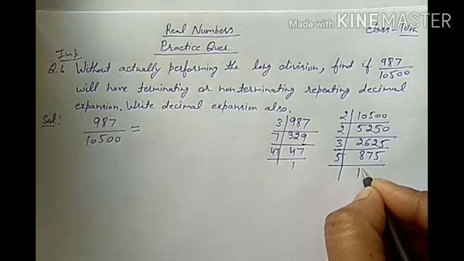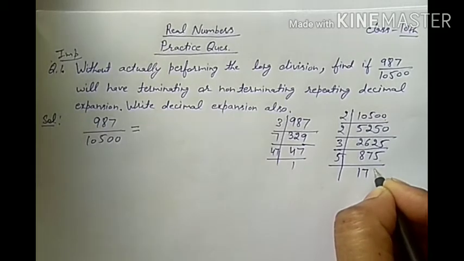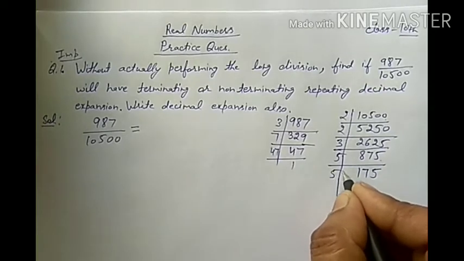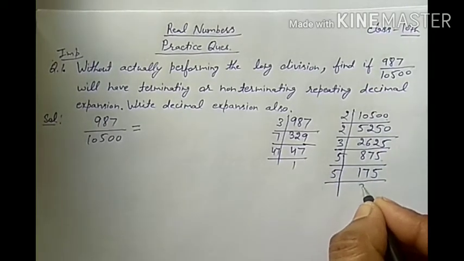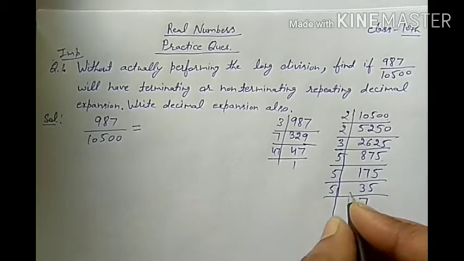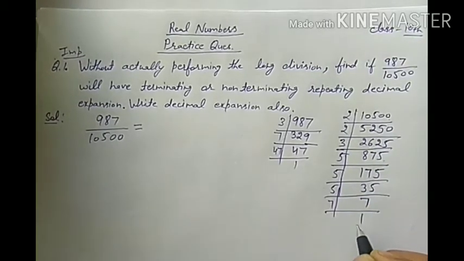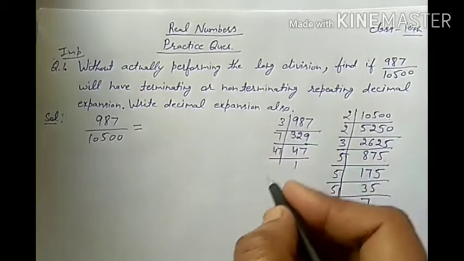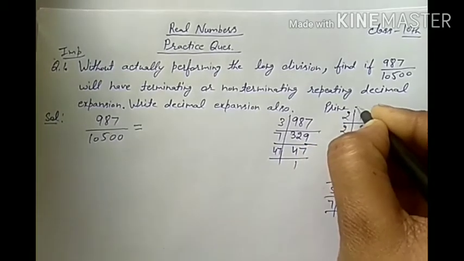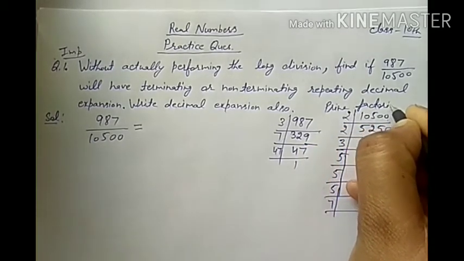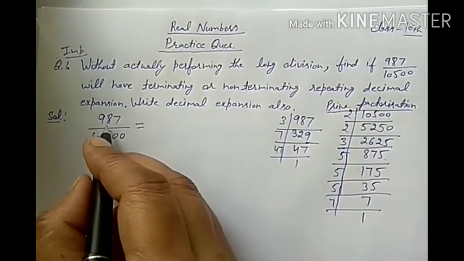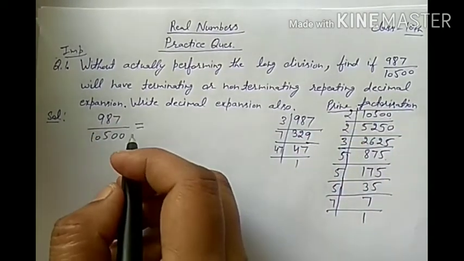5 sevens are 35, 5 fives are 25. Again by 5, 5 threes are 15. And again by 5, 5 sevens are 35, and 7 ones are 7. This means we are doing prime factorization of the numerator and denominator to convert the given rational number into standard form.